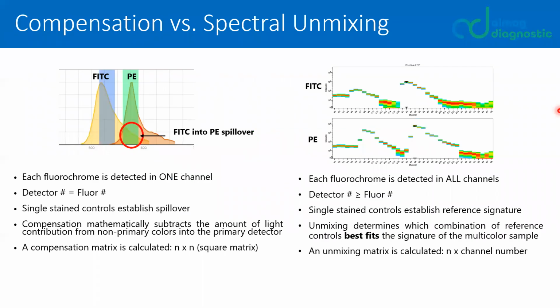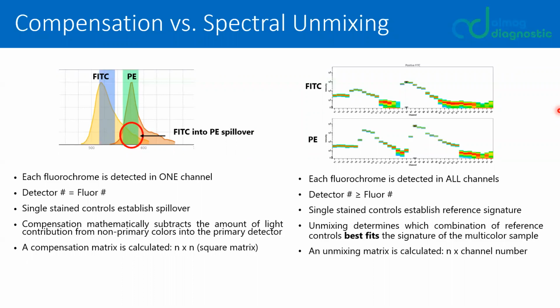So here we are looking at the compensation versus spectral unmixing. And it is quite clear that these different algorithms achieve the same thing. It's all about assigning photons to the correct fluorophore. In compensation, each fluorophore is detected in one detector, and the number of detectors is equal to the number of fluorophores. Whereas in spectral unmixing, each fluorophore is detected in all detectors.